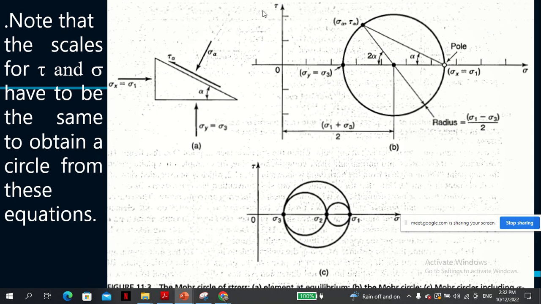Now you should also note that the scales in the vertical and horizontal directions are usually the same scale. So if this is 0 to 10, from here to here also has to be 0 to 10. The scales should be in a ratio of 1 to 1. Please note that.